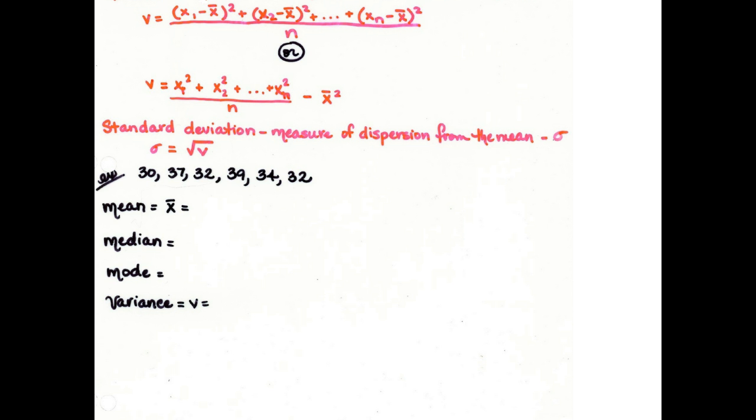For the examples in the textbook, they were giving you examples where you had 20 and 30 different entries, and that's just really tedious when you've got to crunch that type of list of numbers. So instead, we're just going to use our own set of data. So we're going to use, for our example, 30, 37, 32, 39, 34, and 32. So let's start by finding the mean.